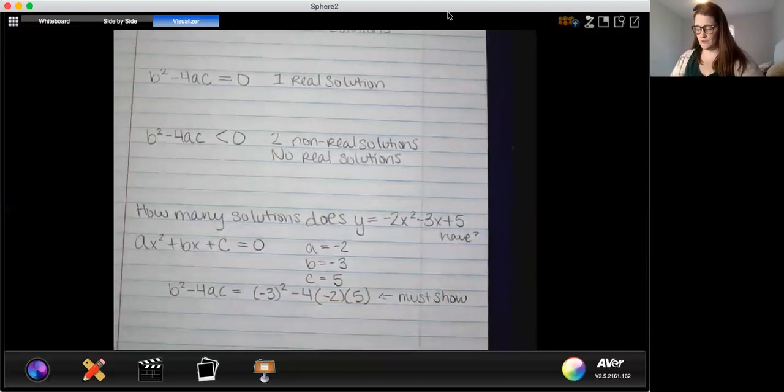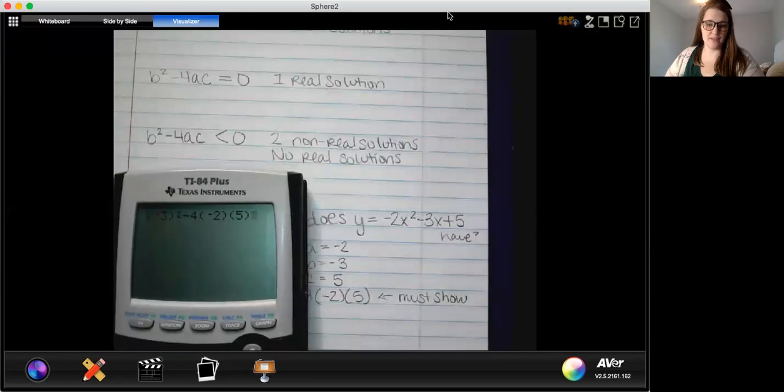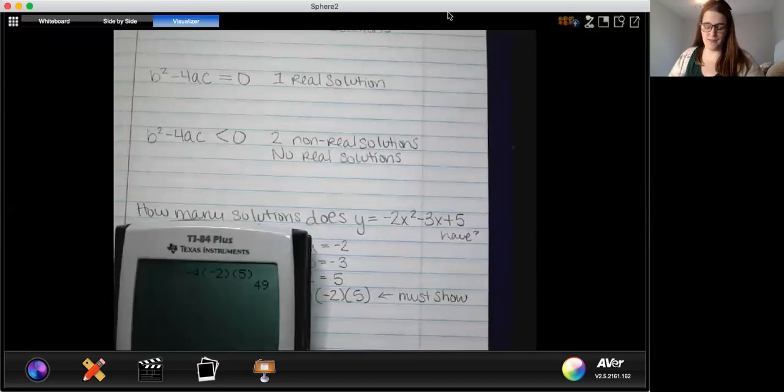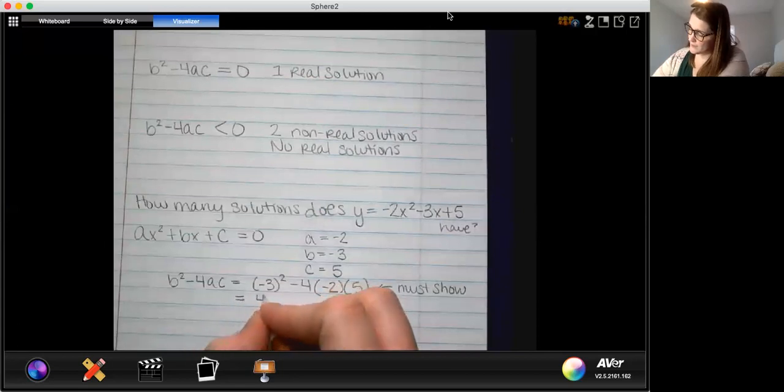Okay, now from here, you can go ahead and substitute that whole thing into your calculator. So using our parentheses, we have parentheses -3 squared minus 4, parenthesis, negative 2, parenthesis 5. Go ahead and show how I type that in. Looks exactly like this. Hit enter, and you should get 49. So it equals 49.